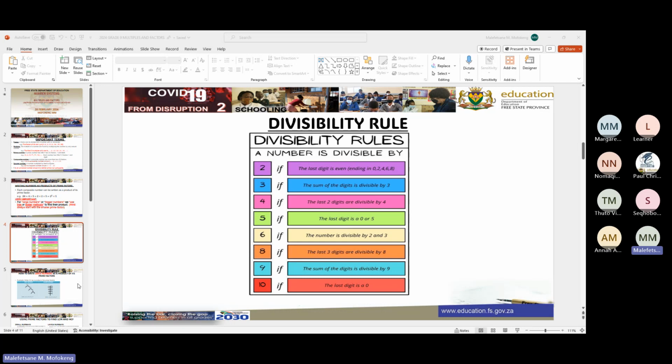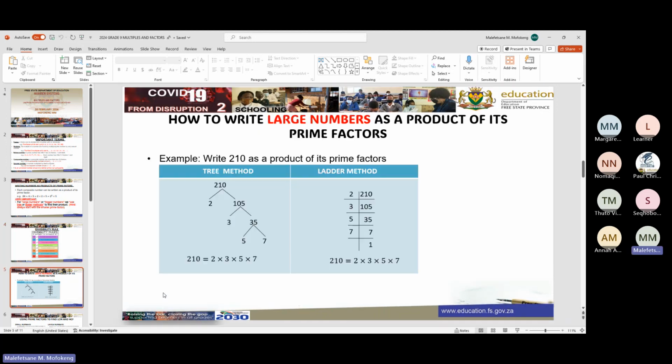Now let us start and see how we get the LCM and the highest common factor of a number. How do we write a large number as the product of its prime factors? Let's make an example: write 210 as the product of its prime numbers. As I indicated earlier, if you have a large number, there are two methods that can be used: the tree method and the ladder method. The first one is the ladder method.